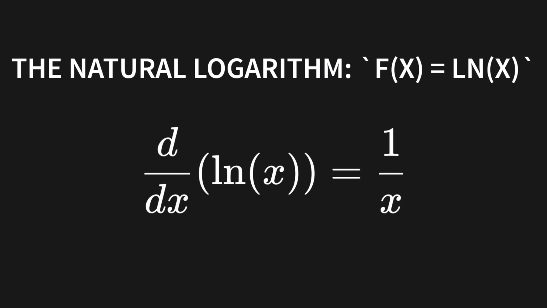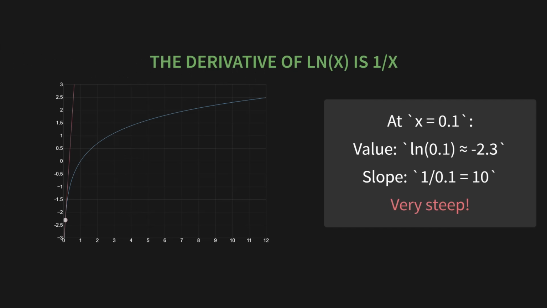Next up, its inverse, the natural logarithm. F of x equals ln of x. Its derivative is beautifully simple. The derivative with respect to x of the natural log of x is 1 over x. Let's build the intuition for this one too. We'll trace the graph of the natural logarithm of x.